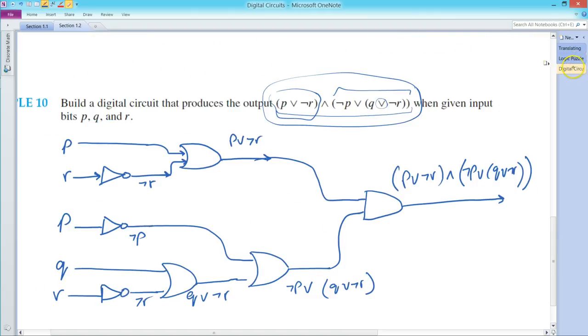And of course, towards the end of the exercises, you'll have some questions asking you to convert circuits into logical representation, or vice versa. They will be given logical representations, and you'll be asked to convert them into circuits.